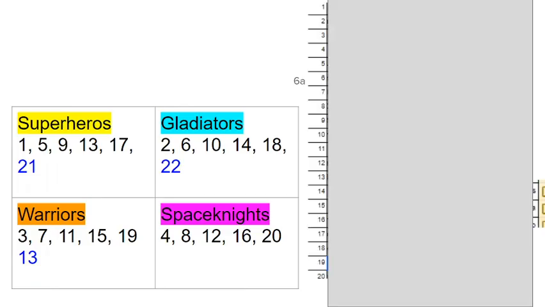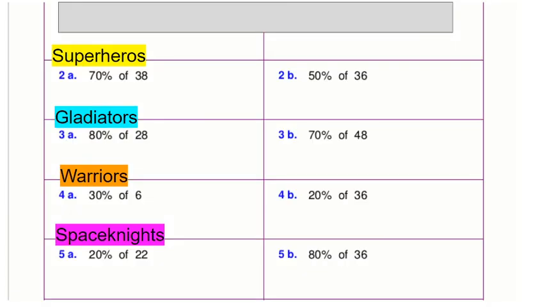What we did today was we split our class into 4 different groups, and we assigned different problems. Number 1, for example, is in the superheroes group. These groups will be doing the following problems, and we'll be presenting them on Thursday. Take a look at your problem so that you know which one you're going to explain on Thursday.